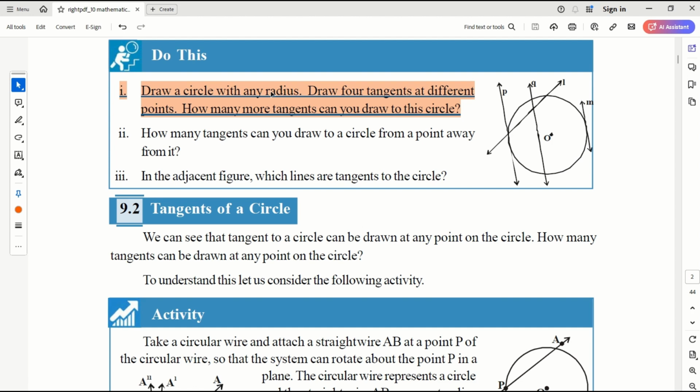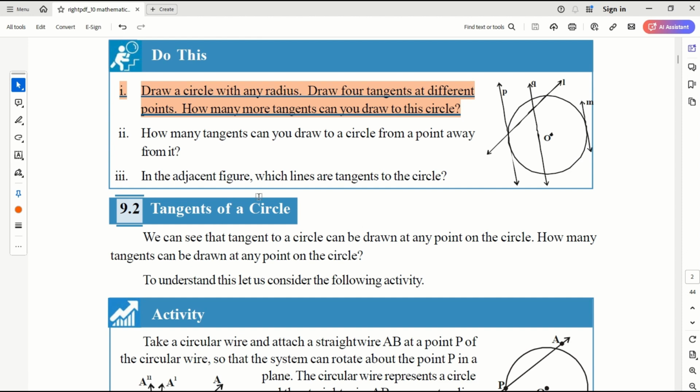How many tangents can you draw to a circle from a point away from it? You can try it yourself. Take a circle, put a point outside the circle somewhere and try to draw tangents. How many can you draw? You can draw basically two. Two tangents you can draw from an external point.